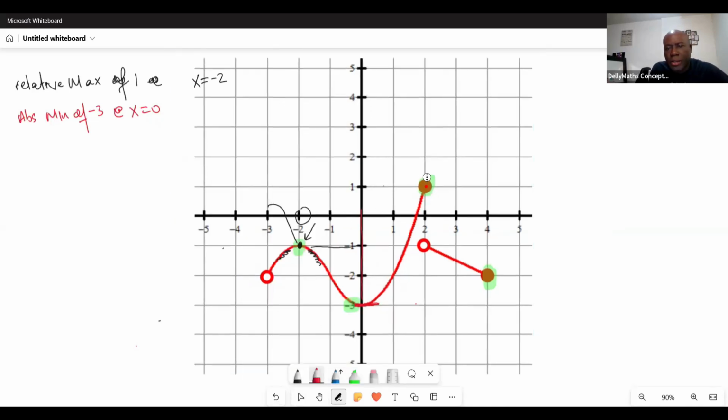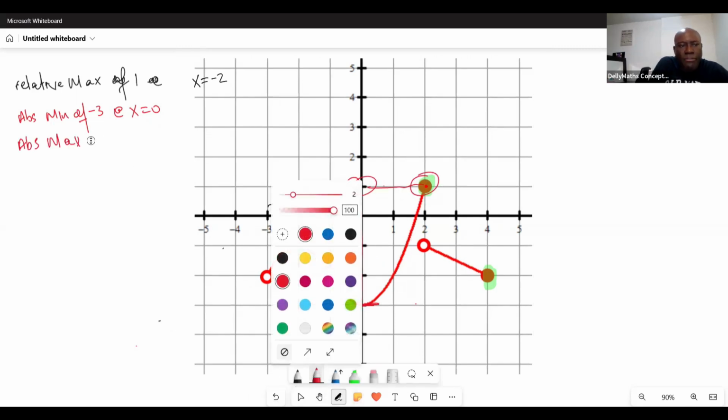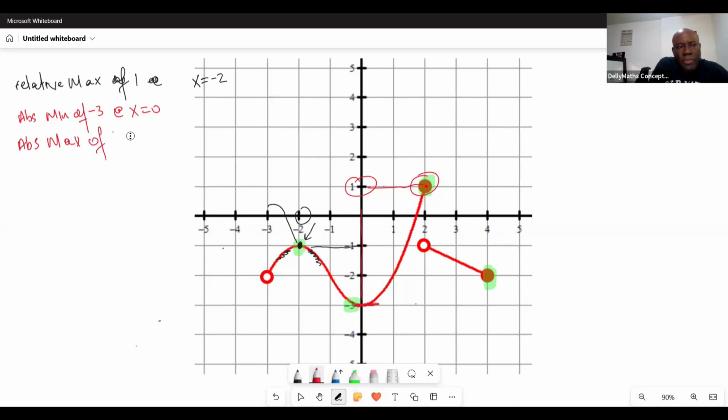Now, at 1 here, we have an absolute max of 1, and it is occurring at x equal to 2. We're getting this right here. And as you can see, it's the highest point on our graph. Now, this point here doesn't exist. As you can see, there's a hole there. So this is nothing here.